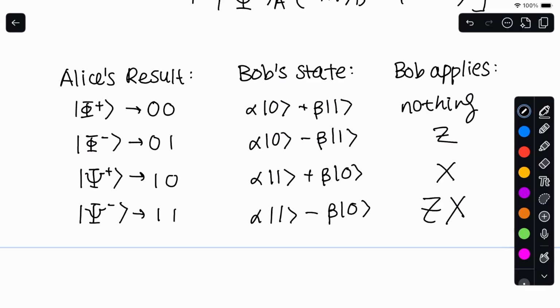So I really want to emphasize here that no information has traveled faster than the speed of light. Bob's state collapsed instantaneously when Alice measured in the Bell basis, but he can't get the state psi until he knows Alice's measurement result, and she can only communicate that to him at the fastest, the speed of light.